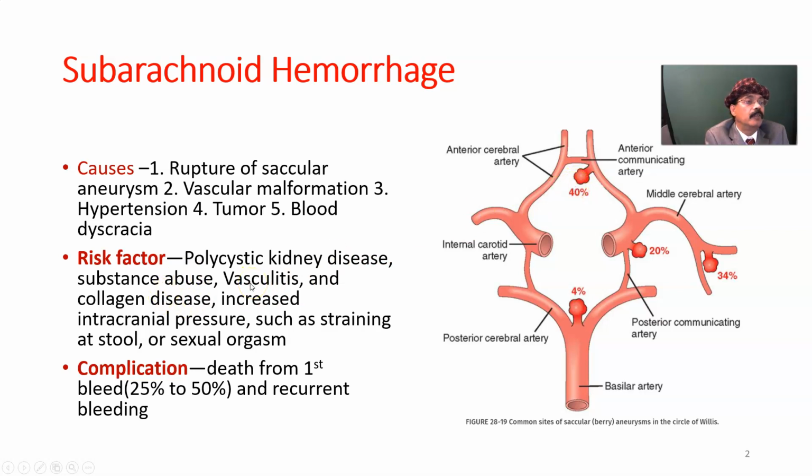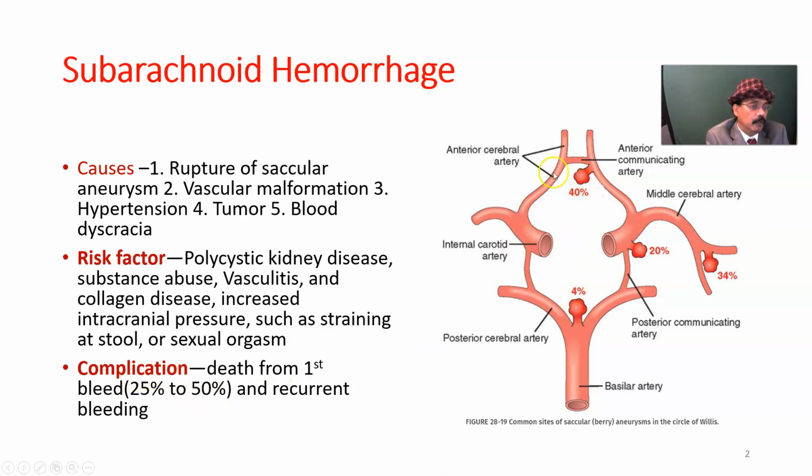Vasculitis, there is disease of the blood vessel. Collagen disease like Marfan syndrome, Ehlers-Danlos syndrome. Increased intracranial pressure may be due to a brain tumor, or there may be associated hydrocephalus, blockage in the cerebrospinal fluid passage, and also increased intracranial pressure due to straining at stool. People may have constipation, they may strain too much during defecation, or also in sexual orgasm there will be increased intracranial pressure that may rupture the berry aneurysm.